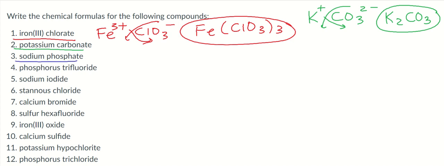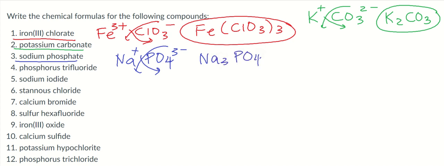All right, number 3, sodium phosphate, another ionic compound with a polyatomic ion. Sodium is an alkali metal with a 1 positive charge. Phosphate is a polyatomic ion, PO4, with a 3 negative charge. Let's crisscross these numbers. And you don't need parentheses around that polyatomic ion because there's only one of them.